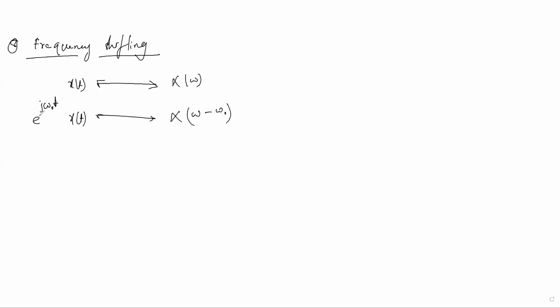If we multiply e to the power minus j omega naught t with x(t), then our resultant frequency component would be omega plus omega naught. We are shifting the frequency component signal to the right or to the left by multiplying this exponential term with x(t). Here minus is there, here plus will come. Here plus is there, here minus will come.